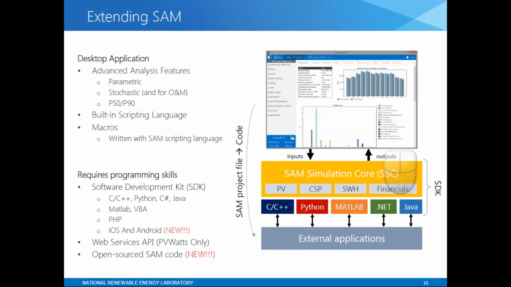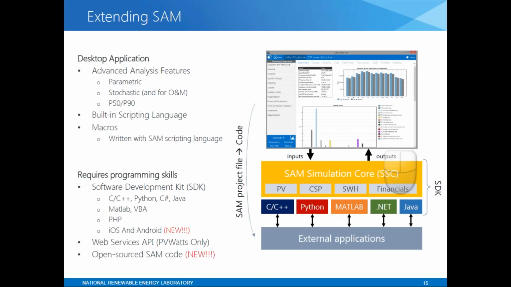I've got one more slide, and then we'll move to questions. But we have a lot of advanced features I want to talk about within the desktop application, which you download at the SAM website. You can do parametric analysis, stochastic analysis, both for general inputs and then for detailed O&M. You can do P50, P90 analysis to look at interannual weather variability. We have a scripting language within SAM, and with the scripting language, you can also build macros.